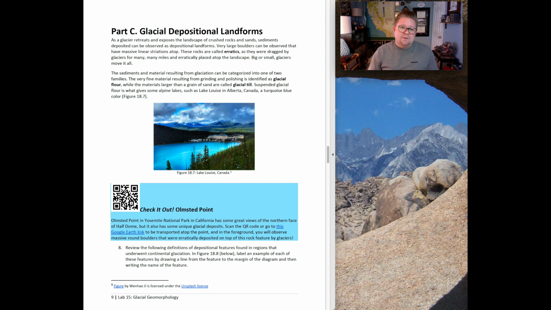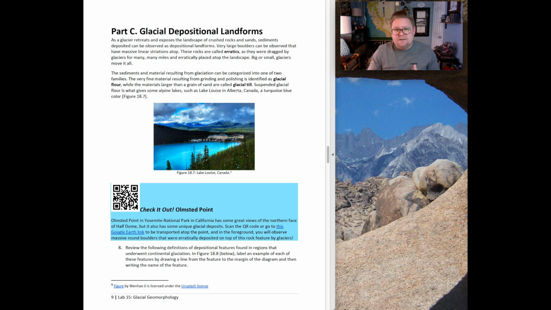Other things that can be observed are sediments. So it says here, the sediment and material resulting from glaciation can be categorized in one of 2 families. The very, very, very fine grain material can be called glacial flour, and when it's wet, we call it glacial milk. It's so fine that it actually works as a polishing compound, and as that glacier is moving along using that very fine glacial flour, it smooths and polishes the surfaces.